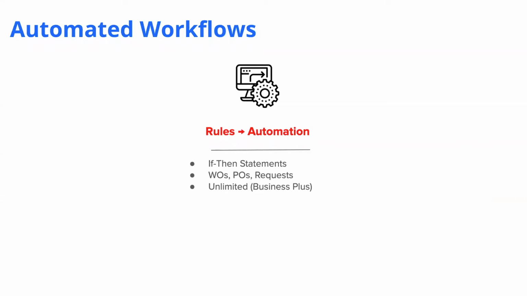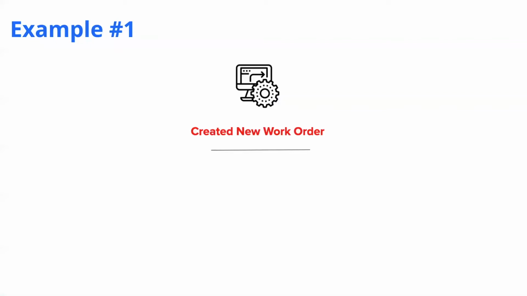You can automate this process for work orders, requests, purchase orders, or even when a task or part is updated. And you can create an unlimited amount of these workflows, starting with the Business Plus plan. But we also gave everyone a sneak peek of this to test out, and you can create up to one workflow even on the lower plans as well. So the best way to learn a feature like this is by walking you through the process with a few examples. So I prepared two for you today. Let's look at the first example.